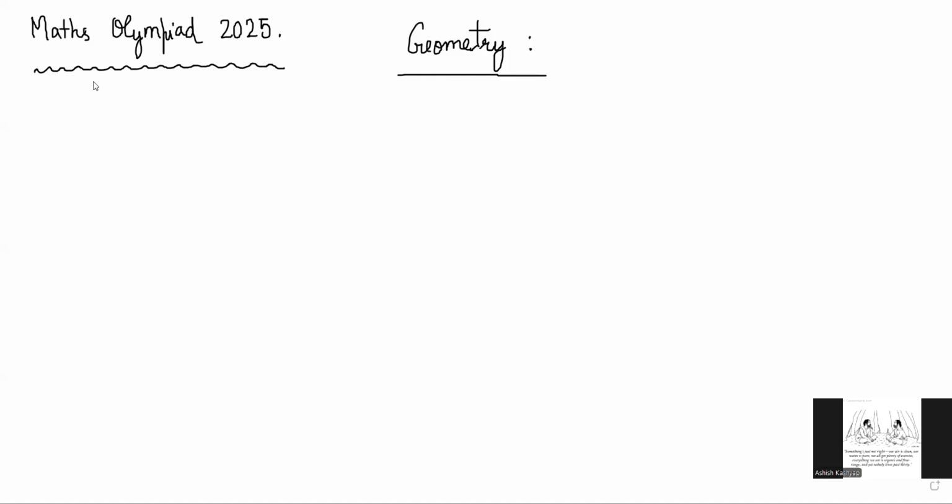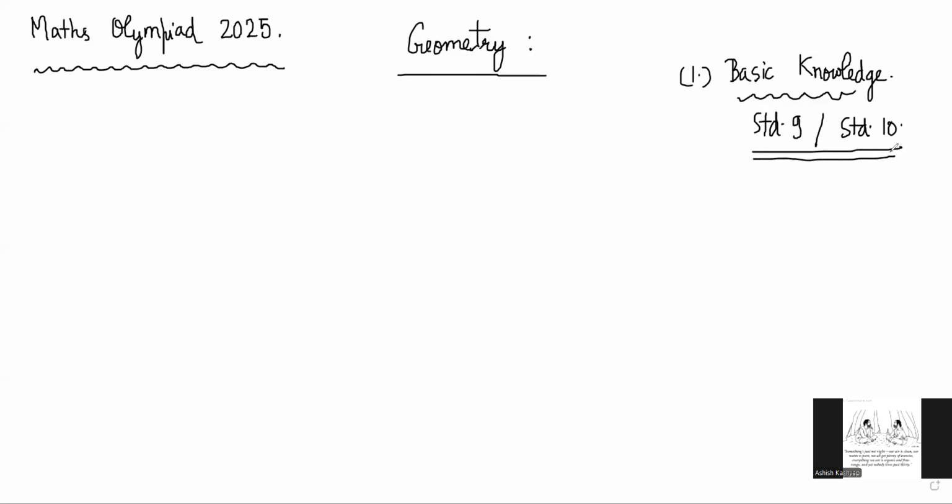So today we'll start our discussion of geometry. First of all, there are certain things that you need to know. We are going to assume some basic knowledge of geometry. The basic stuff that I am going to assume is your standard results on similarity, congruency, the things that you have learned in standard 9 and 10. So I hope that is familiar to everyone. That much you know, right?